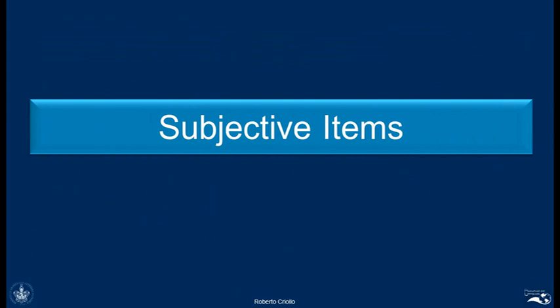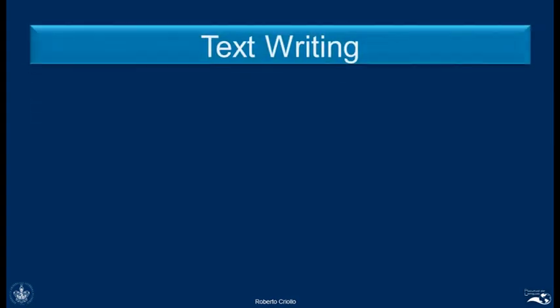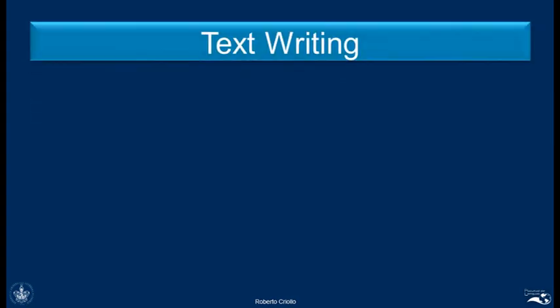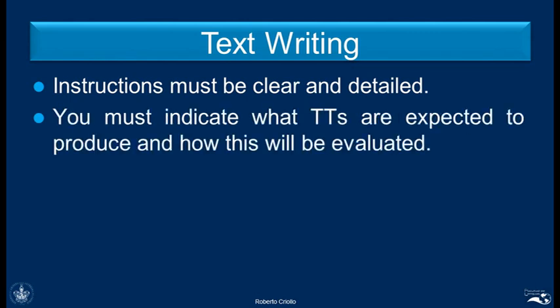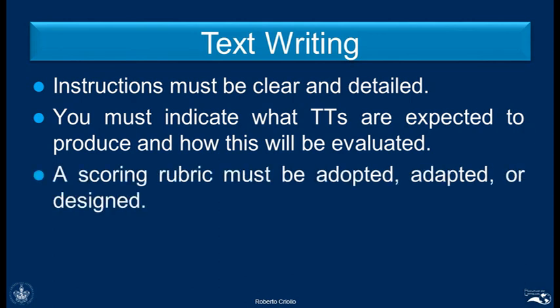In the following section, we're going to be looking at different kinds of subjective items for tests. The first example of such items is text writing. And in this case, there are four important things that we need to take into account. First of all, the instructions must be clear and detailed. Secondly, you must indicate exactly what test takers are expected to produce and how this is going to be assessed. Normally, of course, we're going to be using a scoring rubric, which can be adapted or designed for the purposes.